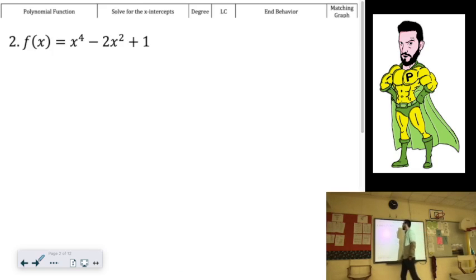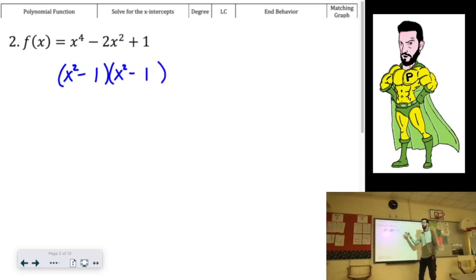Let's see what we got for number 2. Oh, we're going to have to factor this one. I see it's x to the fourth. So instead of it just being x squared, where we would say like x minus and x minus, this one would just be x squared minus and x squared minus. What factors of 1 add up to 2? 1 and 1.